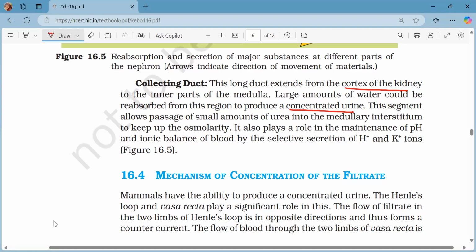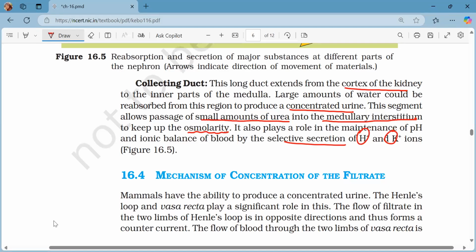Now this segment allows passage of small amounts of urea into the medullary interstitium so that the osmolarity is kept up. It plays a role in the maintenance of pH and ionic balance of blood by selective secretion of hydrogen ions and potassium ions. Clear?